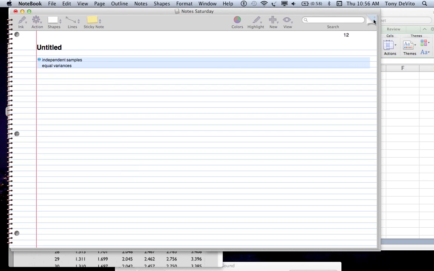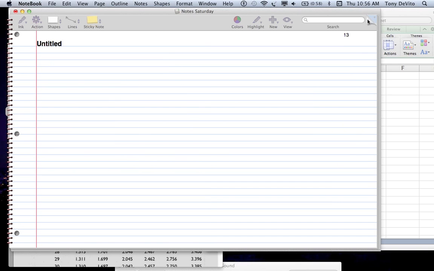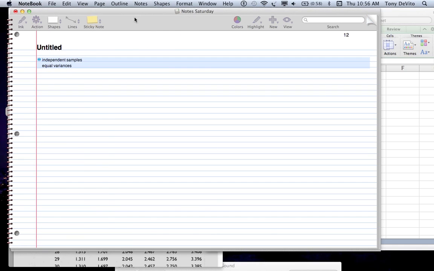Okay, so now let's go back to comparing two groups again, independent samples. Sometimes we come across them and we have equal variances. Sometimes we come across them and we have unequal variances. Let me see, I got a couple of formulas here I need to show you.